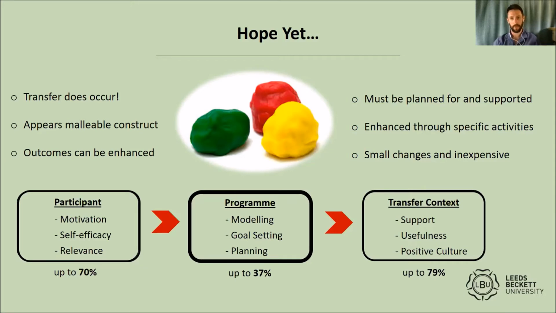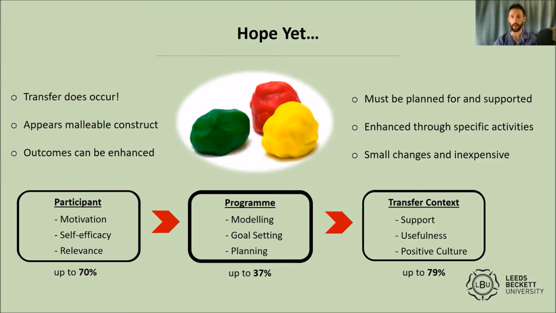Now, some factors in relation to the program in the center, you can see, have been highlighted as influential. So goal setting, for example, staff modeling desirable behaviors, or planning for transfer. And some of these factors combined can lead to up to an additional 37% increase in transfer of learning. So a bit lower.